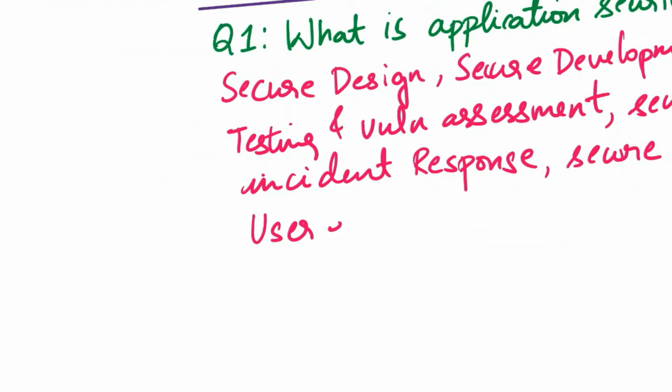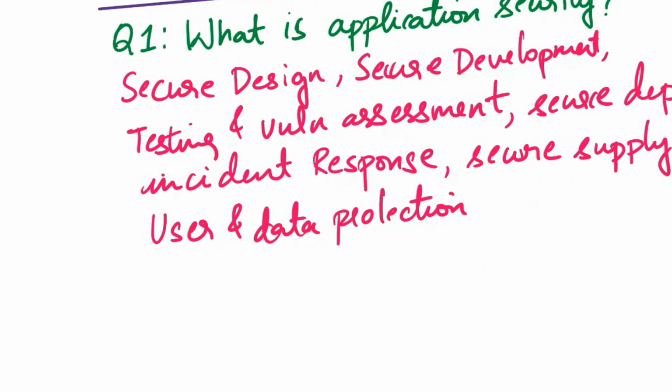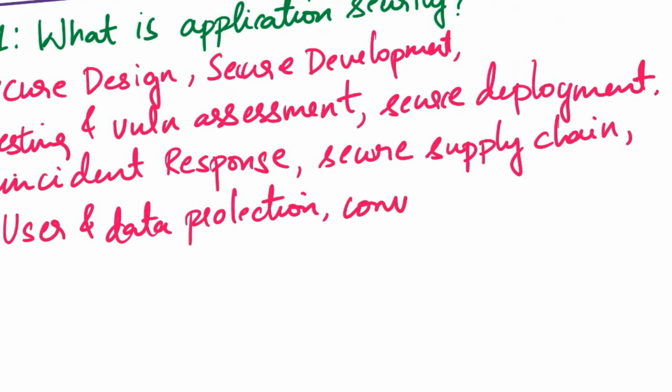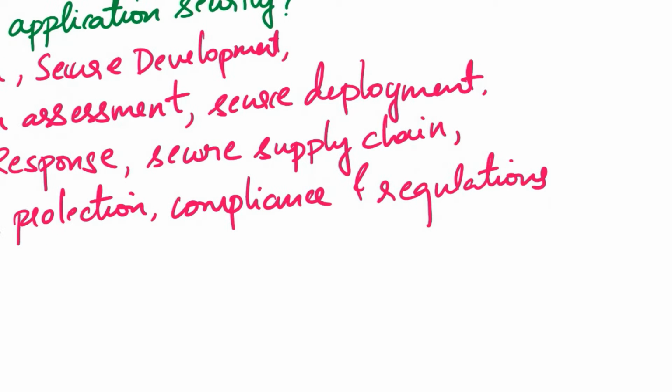Next, user and data protection. This is implementing proper access controls, authentication, and encryption to protect user data. Next one, compliance and regulations. This is ensuring the application adheres to relevant security regulations and compliance standards.